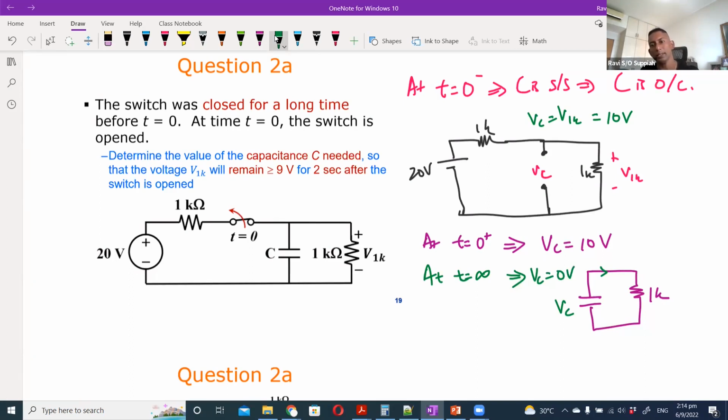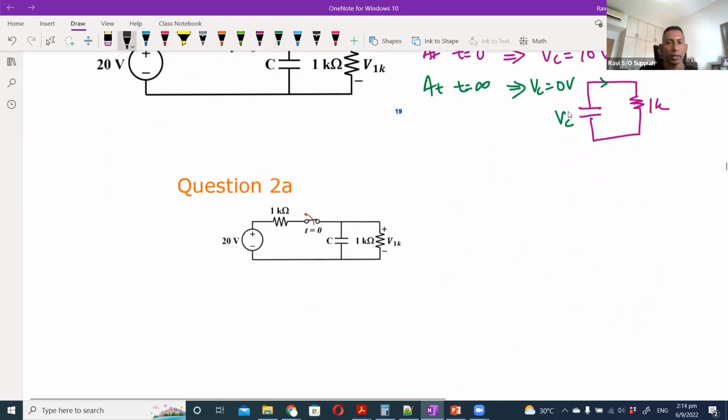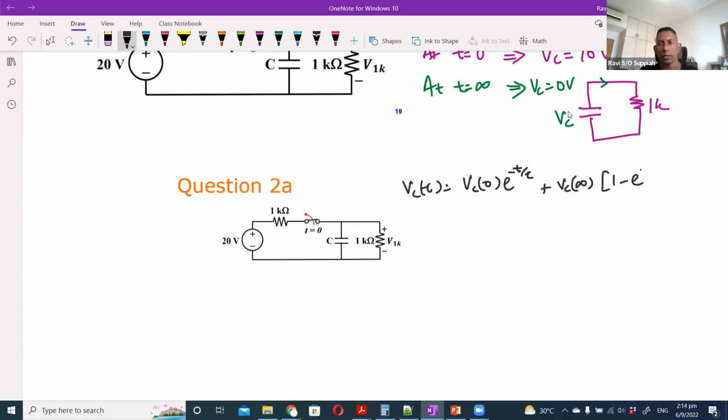So these are the standard steps that you need to do every time you have a circuit like this. What is 0 minus? What is 0 plus? And what is infinity? Once you know this, you can put it into your standard equation, the transient response equation. That equation is VC(t) equals VC0 e to the minus t over tau plus VC infinity (1 minus e to the minus t over tau), where in this case tau is RC.